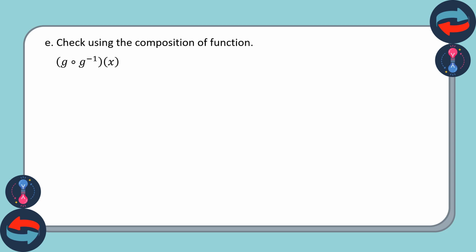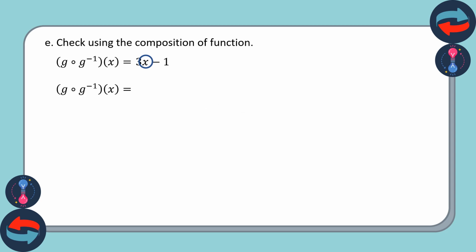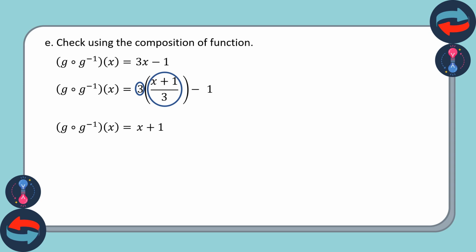g circle inverse of g of x is equal to 3x minus 1. Let's replace all x by (x plus 1) all over 3. Our composition is now equal to 3 times the quantity of (x plus 1) all over 3, then copy minus 1. 3 multiplied to the quotient of the sum of x and 1, and 3 is equal to x plus 1, then copy minus 1.